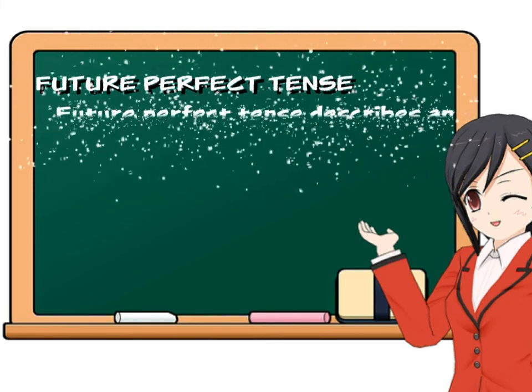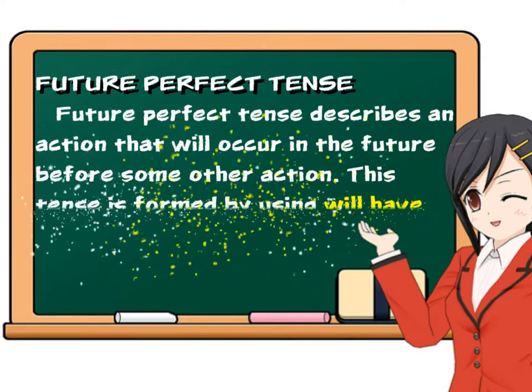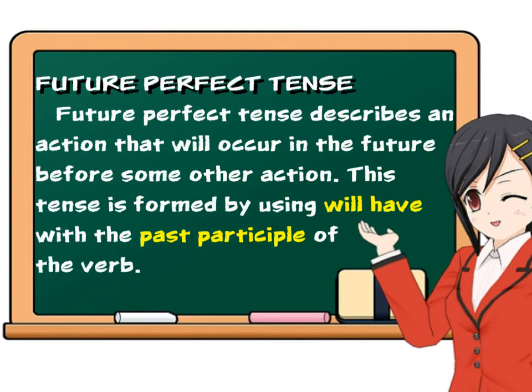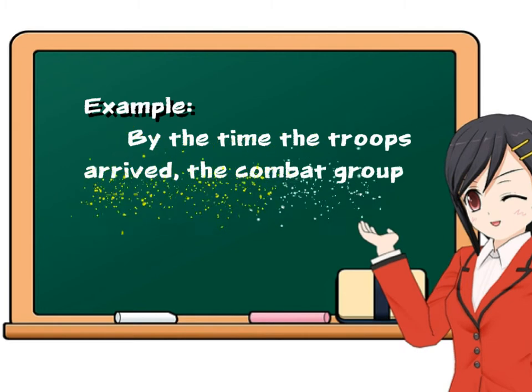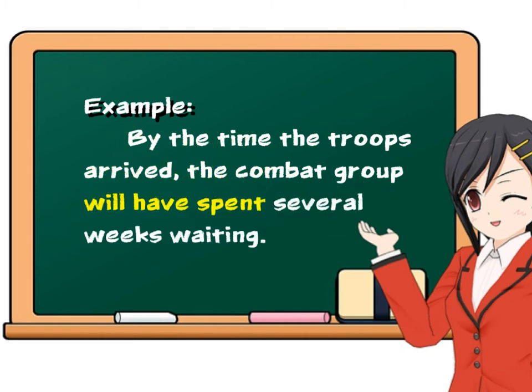Future perfect tense. Future perfect tense describes an action that will occur in the future before some other action. This tense is formed by using will have with the past participle of the verb. Example: by the time the troops arrive, the combat group will have spent several weeks waiting.